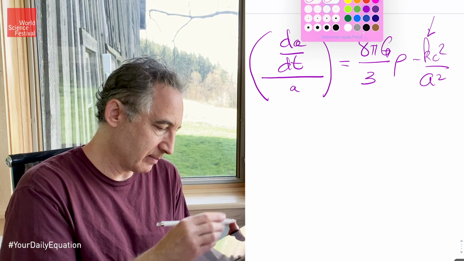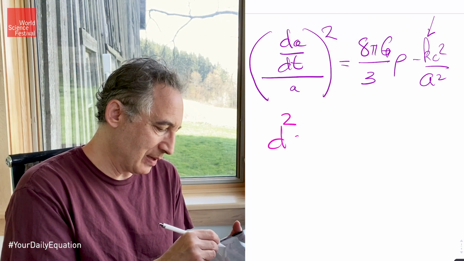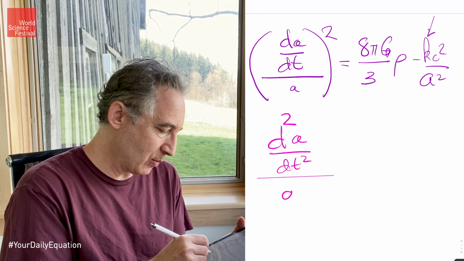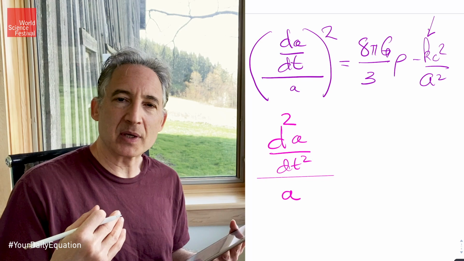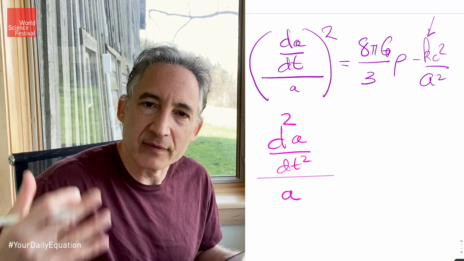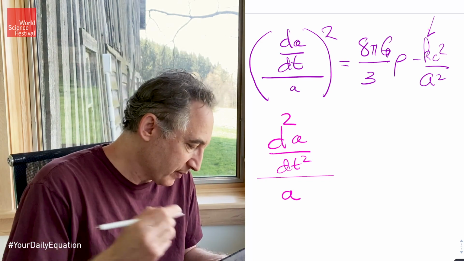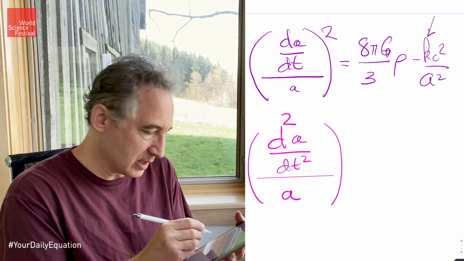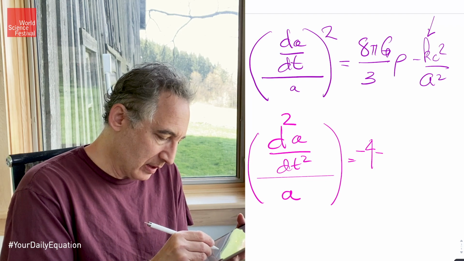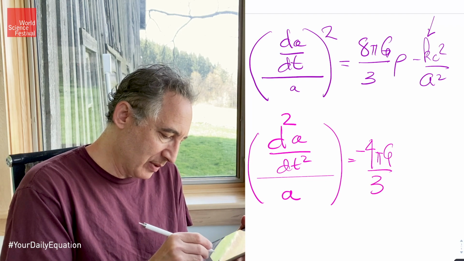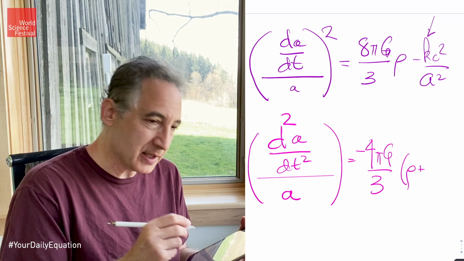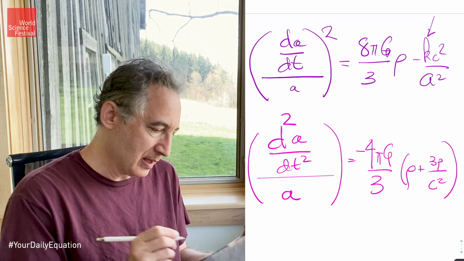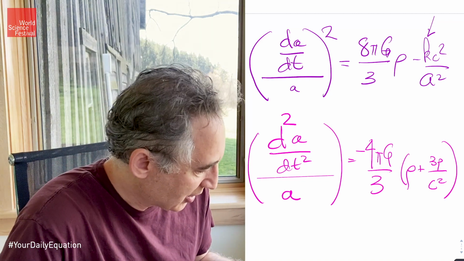Give it a different color, maybe hot pink. So that's d squared a dt squared divided by a. And you may wonder why there's always an a in the bottom. It's because we're talking about the fractional growth of the universe. That ratio is a useful way of describing things. But in any event, let's just look at the equation. d squared a dt squared equals minus 4 pi G over 3 times (rho plus 3p over c squared). Those are the two equations.